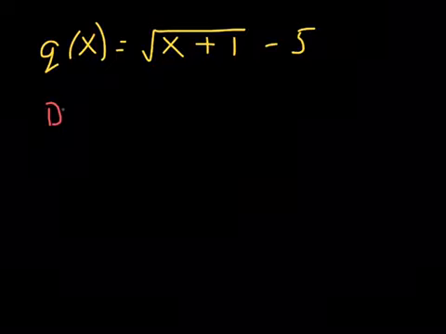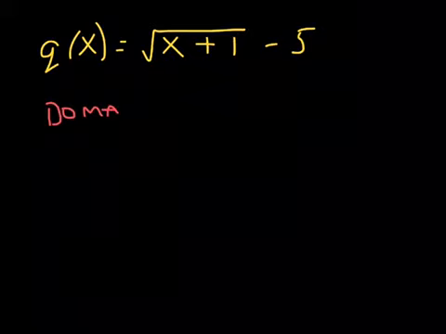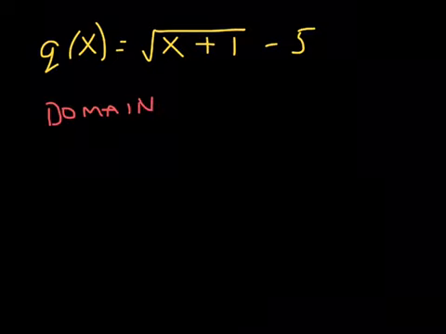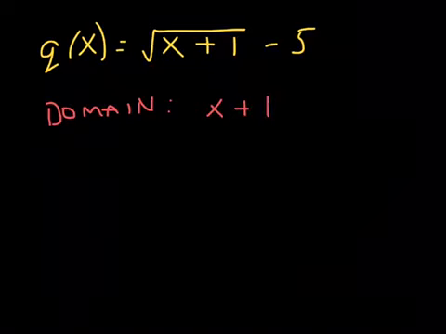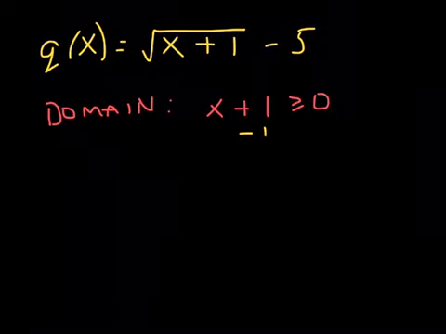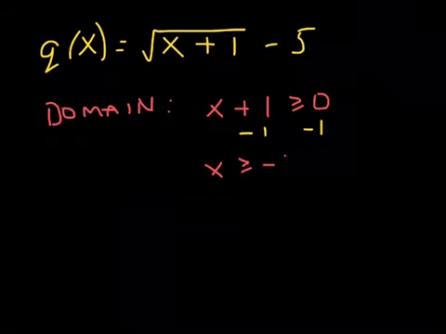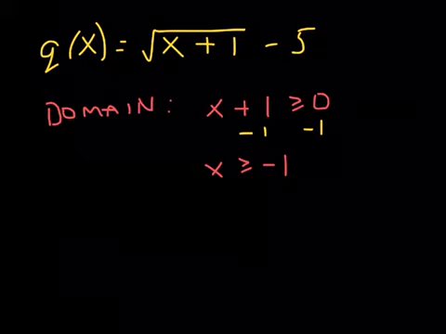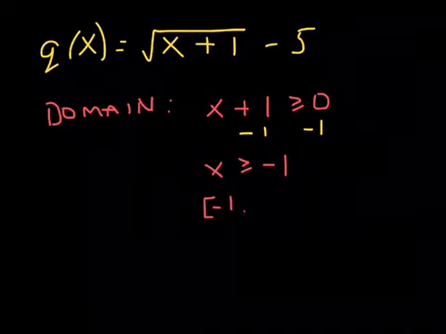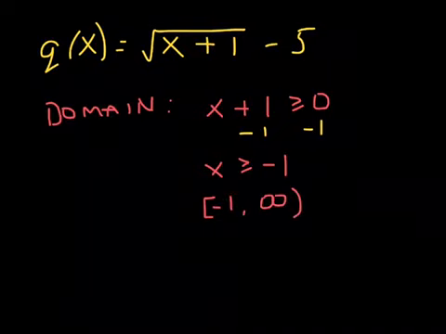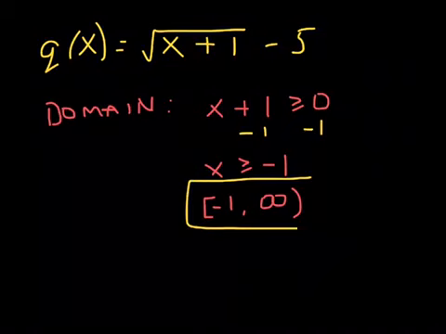The domain. Now, you see the square root. So we talked earlier of how x plus 1, the radicand, must be greater than or equal to 0, correct? So when you actually solve for x here, by subtracting 1 from both sides, you find that x has to be greater than or equal to negative 1. So then the domain for q of x in interval notation would be from negative 1 to positive infinity, right? This is the domain for q of x.